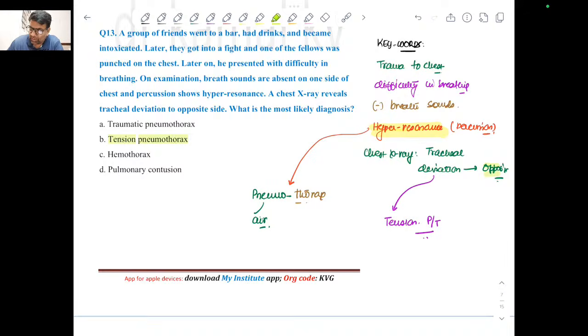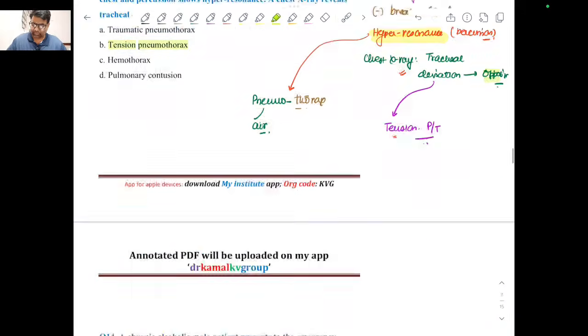So this is very important clue for tension pneumothorax. Okay, obviously the breath sounds will be absent, so that's how you should go. So this is the classical clue to reach up to your answer: tracheal deviation to opposite side.